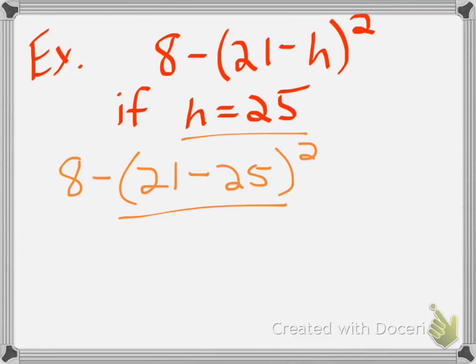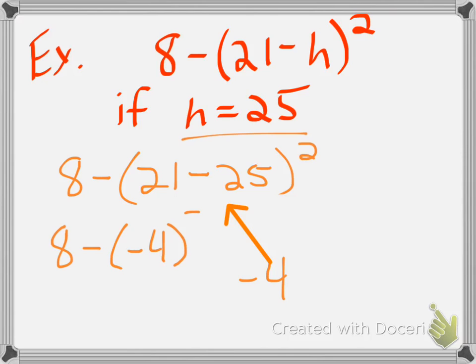Inside the parentheses we have 21 minus 25. What is 21 minus 25? It's negative 4. So, alright, so that's negative 4. So let me erase all this. Oh, I didn't mean to erase that part. Let me do that again. Erase all this. And I'm going to put my negative 4 right here instead. So we have 8 minus negative 4 squared.